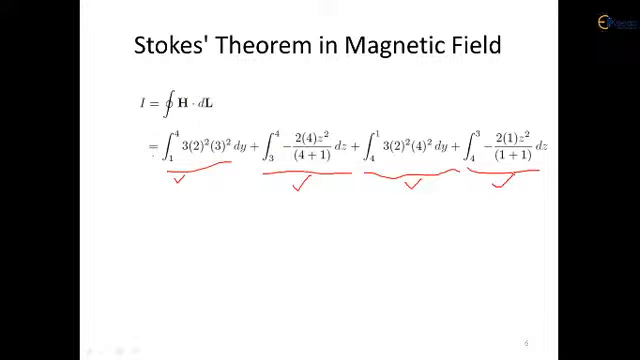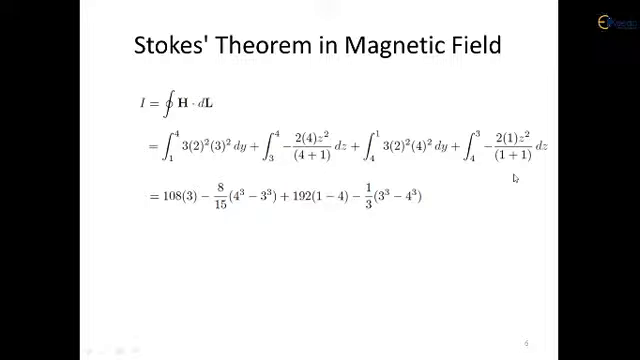So that is why drawing a diagram while solving the problem is very important to stay on track. Now here we have put in the constant values. We just need to integrate and apply the limits here. In the next step we have the simplified representation: for the first term we have 108 multiplied by 3. In the second term we have a negation sign, the ratio 8 by 15 multiplied by 4 cube minus 3 cube, added to 192 multiplied by 1 minus 4, minus 1 by 3 times 3 cube minus 4 cube here.